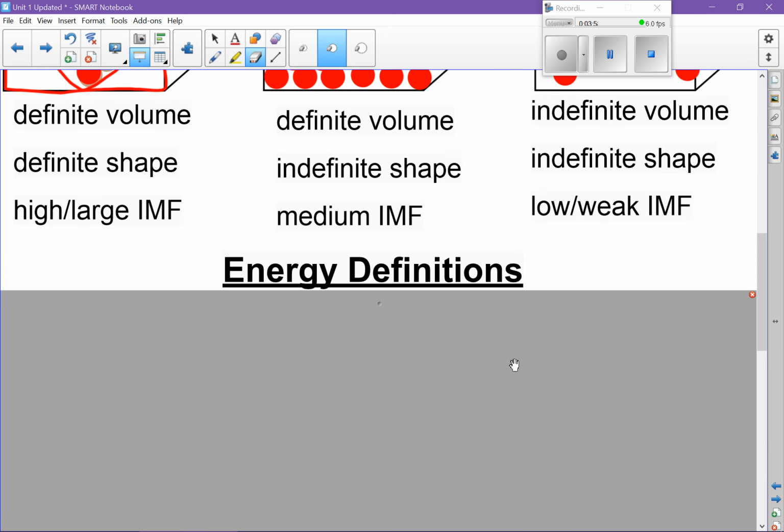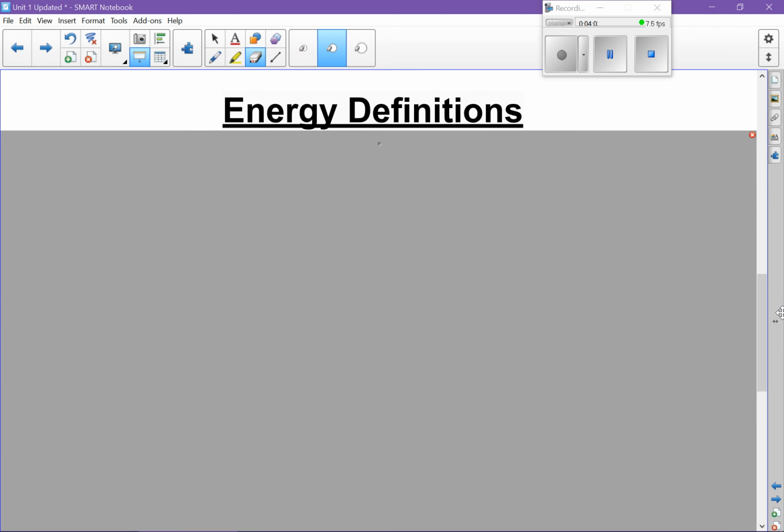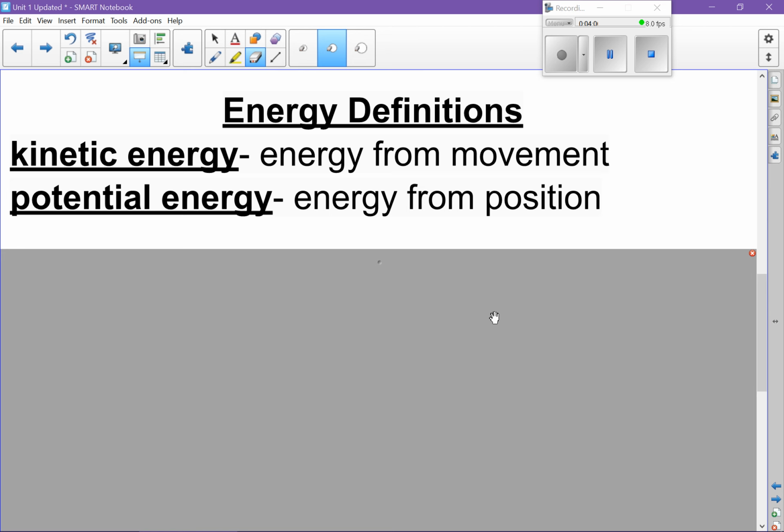Now, all of these particles have energy, and you've probably heard of the two different kinds of energy. There's kinetic and potential. And so just a quick review, kinetic is energy from movement. So kinetic means moving, and potential energy is from its position.